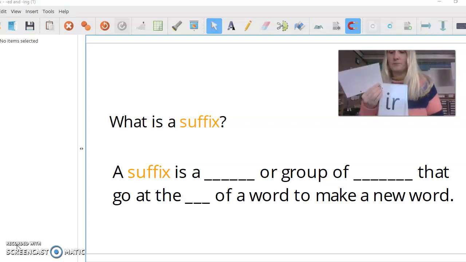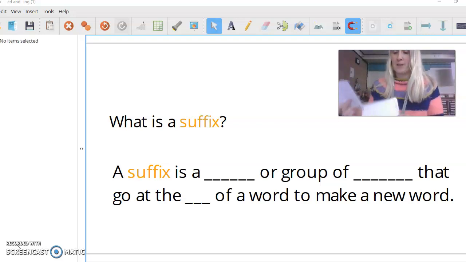Oi. Ow. O. O. Oh, I think I should do that upside down. O. And that's a split digraph, isn't it?